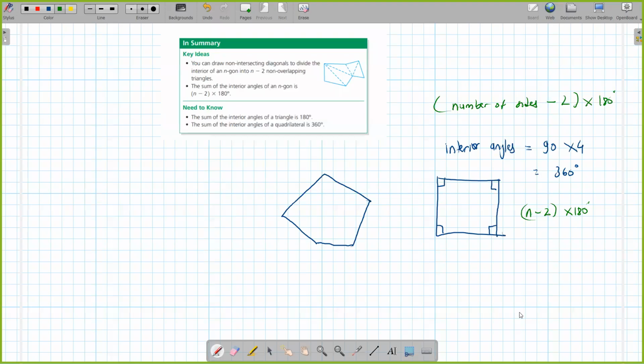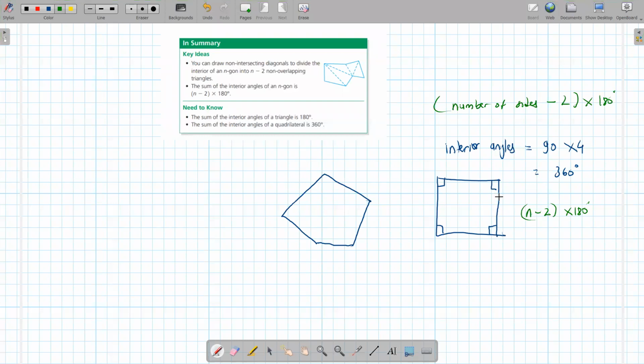So here, the number of sides of a rectangle is what? 4, right? 4 minus 2 times 180. And then that gives us 2 times 180, which is 360. Okay? We're going to use this formula to calculate the angles of bigger shapes.